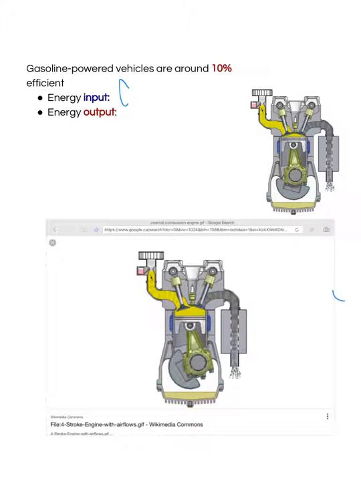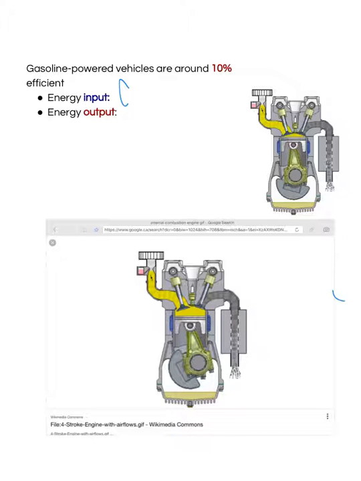So chemical potential energy. And then let's take a look at what is the useful energy output in this case? Well, hopefully you're getting that there's that mechanical energy. That's going to move that motor and help your car to run.